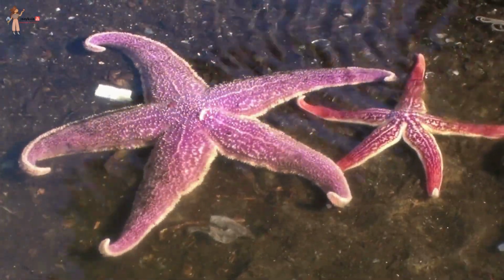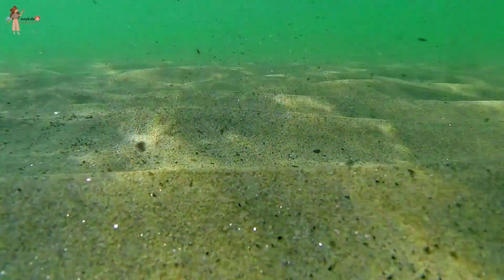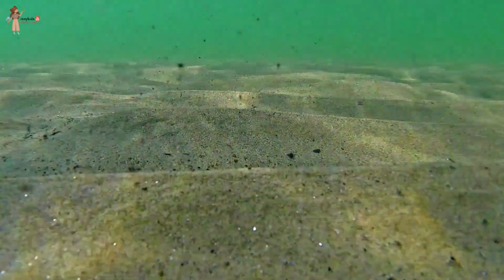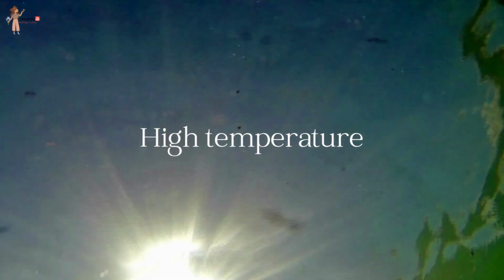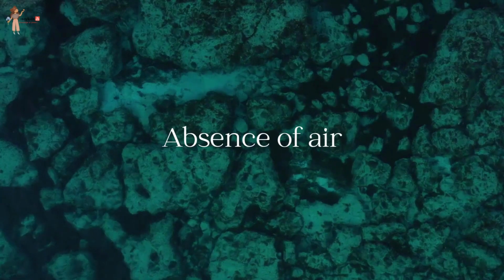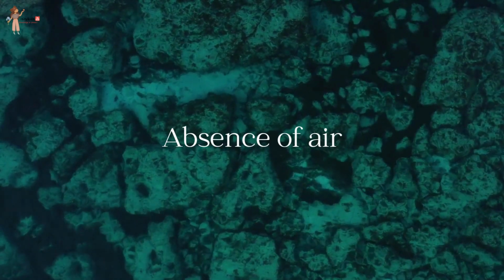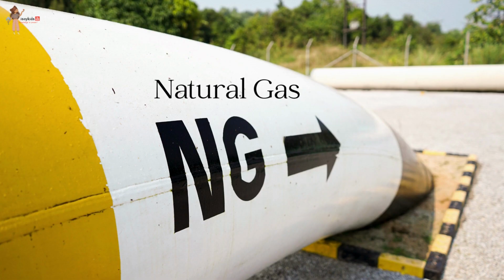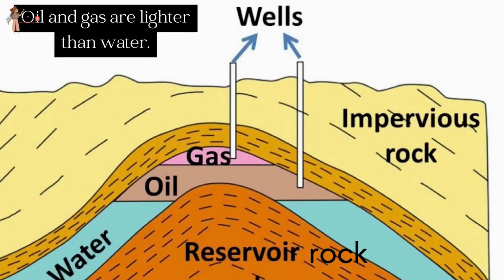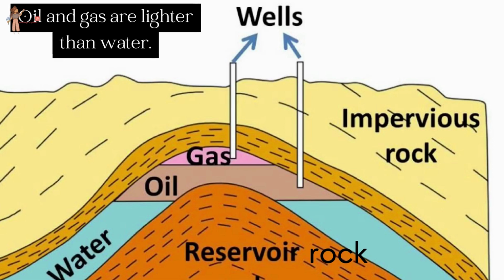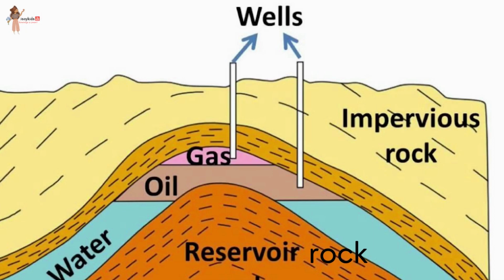Petroleum was formed from organisms living in the sea. When these organisms die, their bodies settle at the bottom of the sea and get covered with layers of sand and clay. Over millions of years, conditions like high temperature and high pressure and absence of air transform the dead organisms into petroleum and natural gas. This diagram shows the deposits of petroleum oil and gas above the layer of water. Note that since oil and gas are lighter than water, they do not mix with it.